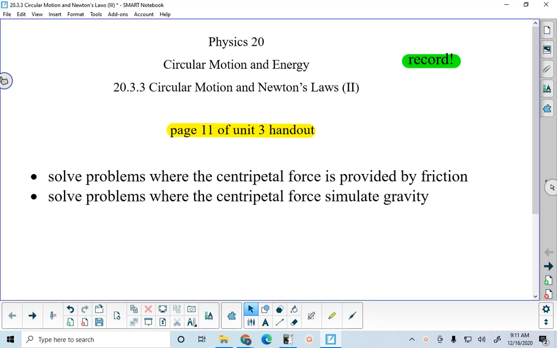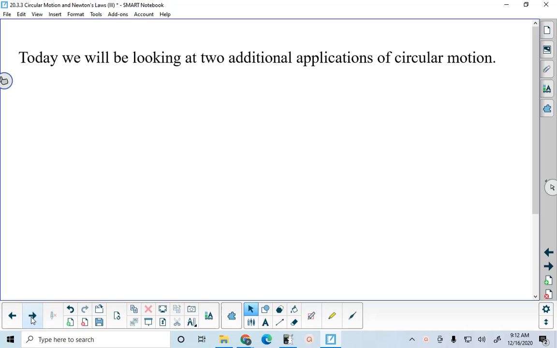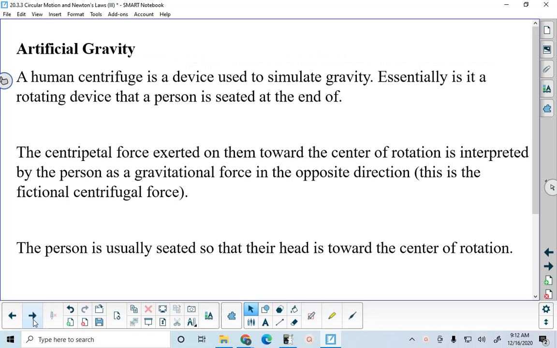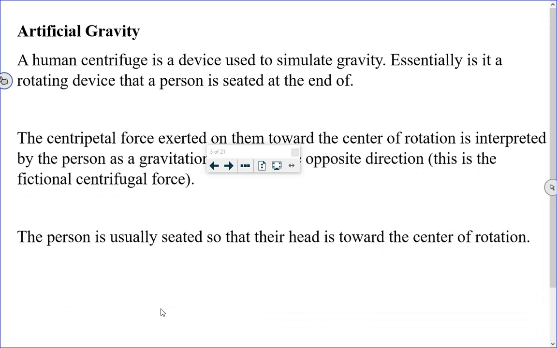What we're going to be looking at today is a couple of different applications of circular motion relating to Newton's laws of motion. So we're going to be looking at 2 additional applications today. The first one is something called artificial gravity. And artificial gravity can be created in a number of different ways. There is this device that people have created called a human centrifuge. And basically what a human centrifuge is, is something that rotates around very, very rapidly that you are inside of.